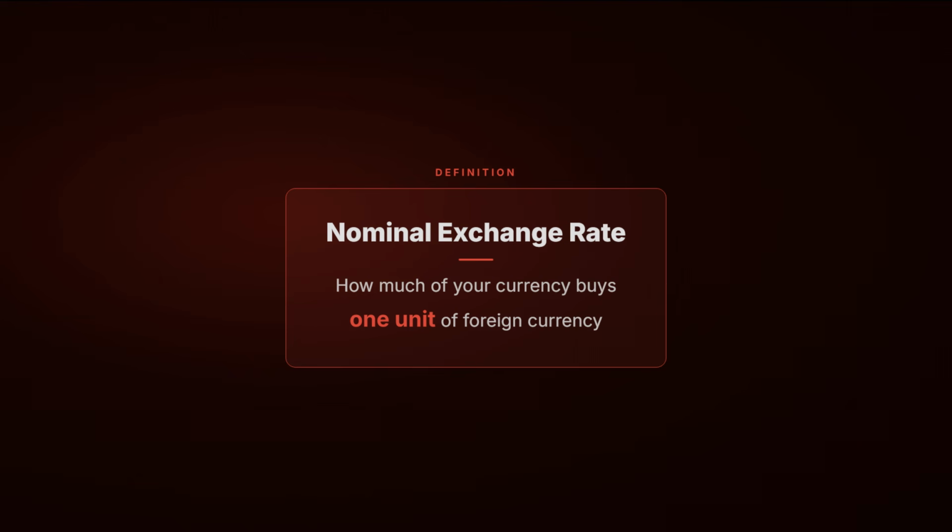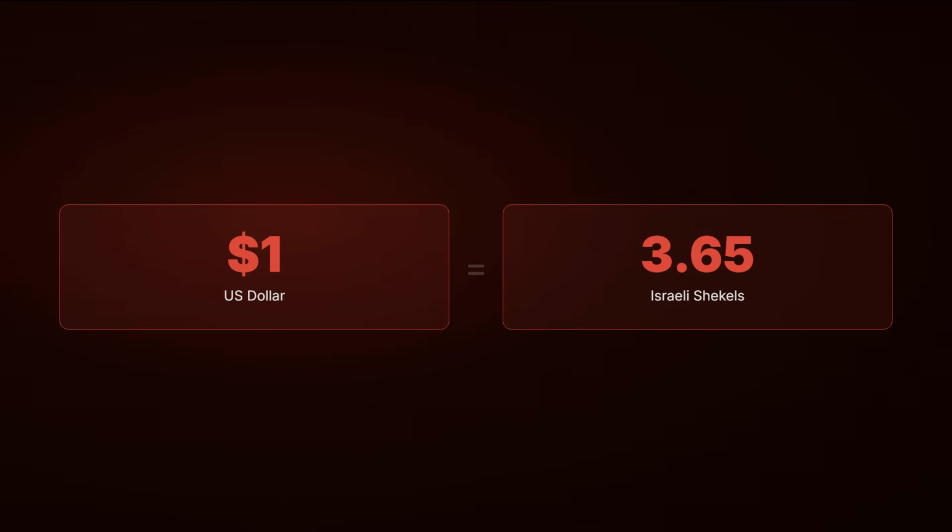So what exactly is an exchange rate? Well, in the simplest terms, the nominal exchange rate is just a price tag. It tells you exactly how much of your own currency you need to buy one single unit of a foreign currency. It's a straight-up currency-for-currency trade. So, for example, if you see that $1 equals 3.65 Israeli shekels, well, that's it. That number is just giving you a snapshot, a direct comparison of their values right at that particular moment in time.